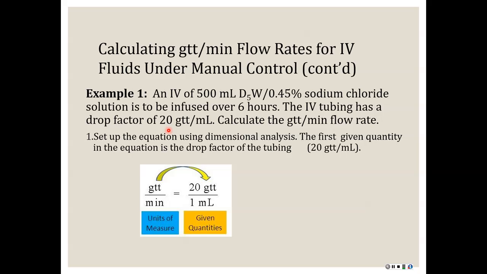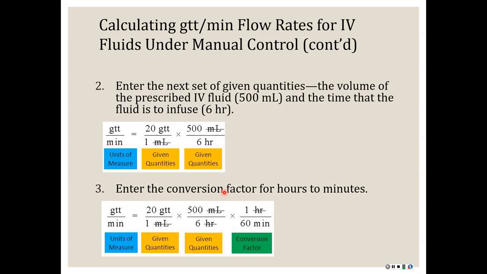We are not manufacturing new tubing, so that has to stay together. We have 20 drops per milliliter. Then what we need to do is identify that we have milliliters here. We need to move on to milliliters up here.